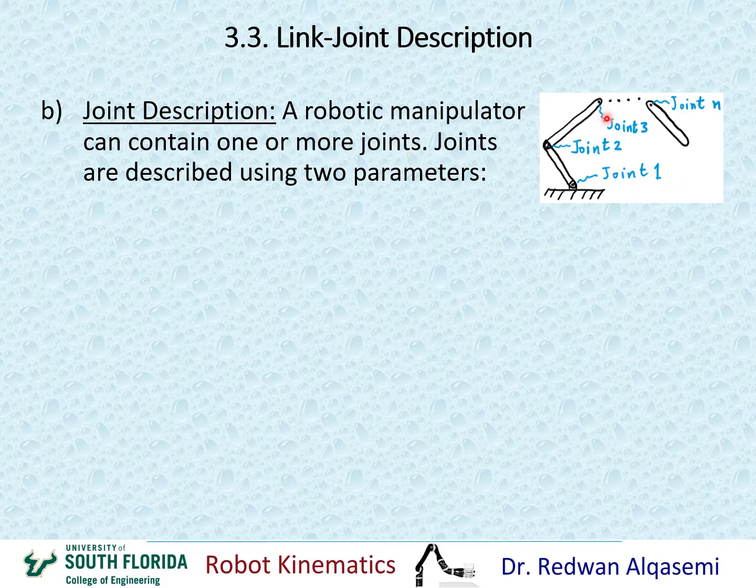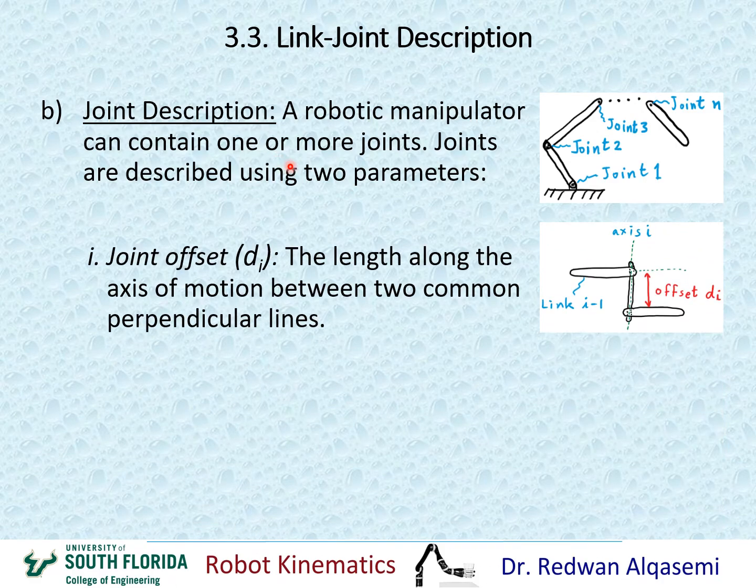If you look at this graph, we can see a manipulator in general that has joint 1 that connects the link of the ground to the first link, and then joint 2, and then joint 3, and so on up to joint N, which would be the last joint in our manipulator. To describe each one of these joints, we will have 2 parameters. We already described 2 parameters for links, and here we're going to talk about the 2 parameters for the joints.